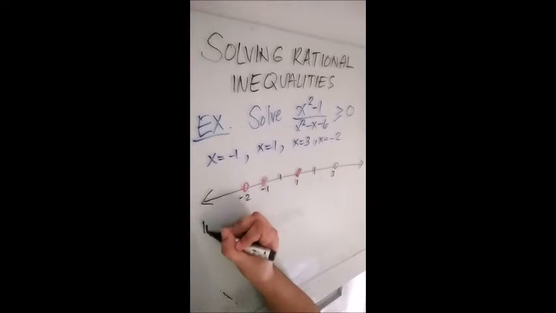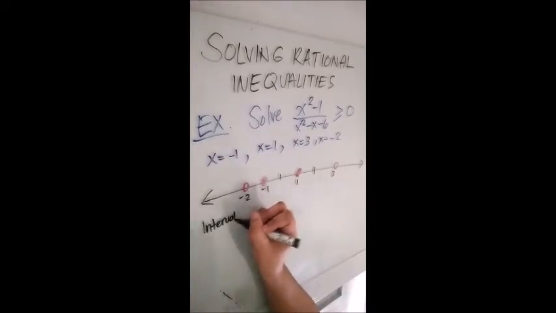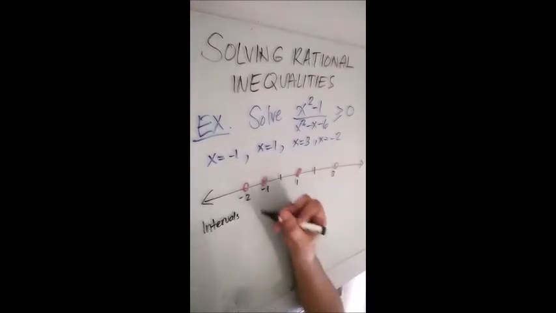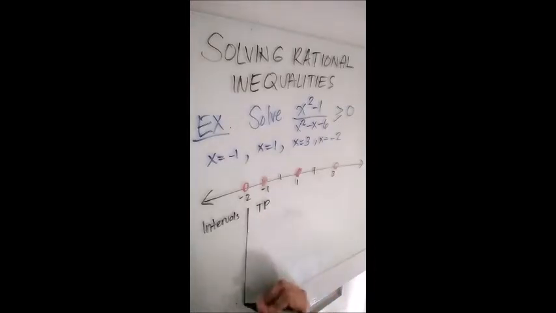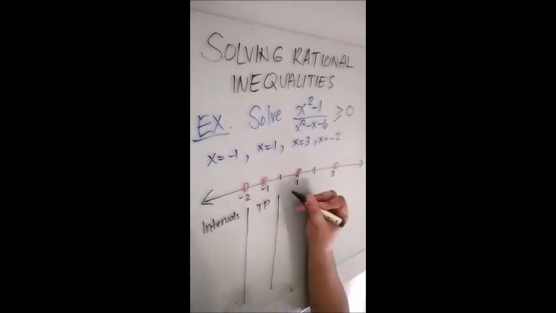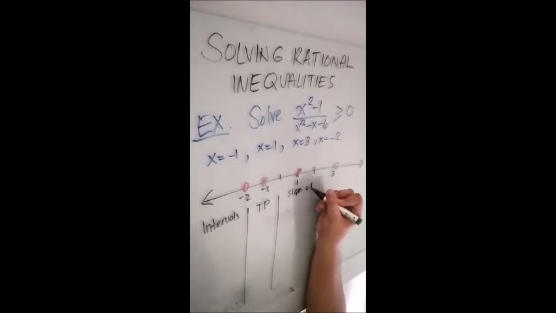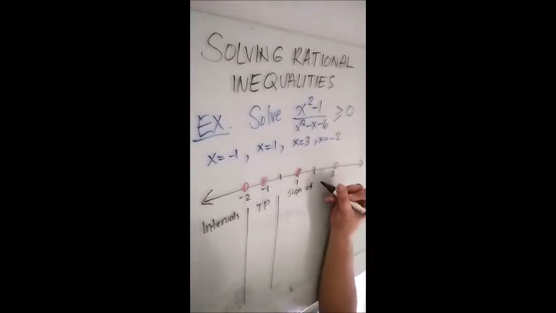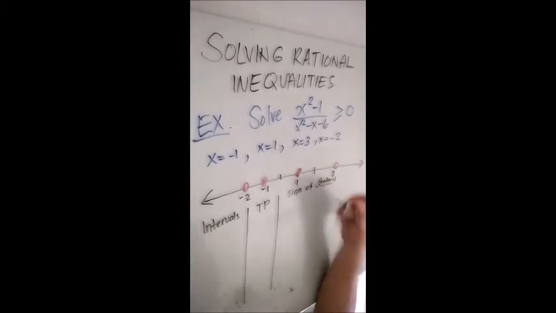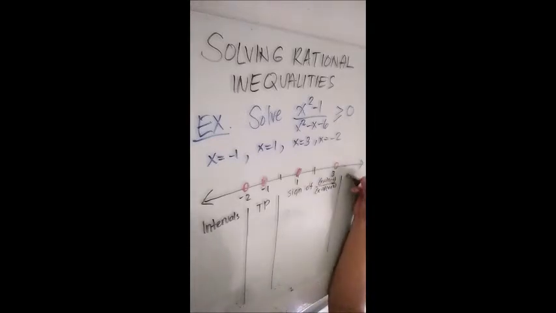So we have the intervals, and then the test points, and then the sign of x squared minus 1 over x squared minus, we have sign of x plus 1 times x minus 1 over x minus 3 times x plus 2, and then the conclusion.